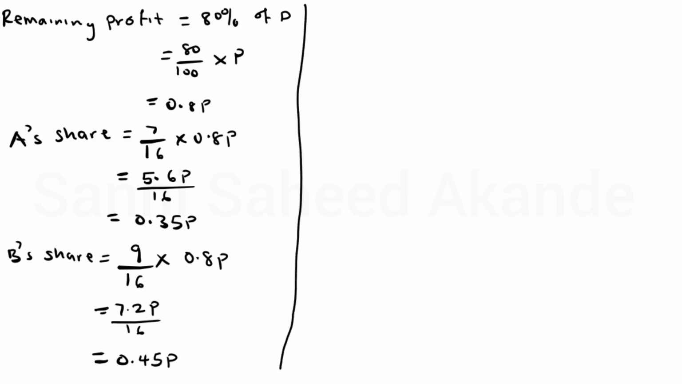Now let's find the total share of A, because A has collected a managerial share and is now collecting another share. A's total share will be equal to the one he collected for managerial services, which is 0.2P, plus the share he collected from the remaining, which is 0.35P. When you add this together, you have 0.55P.